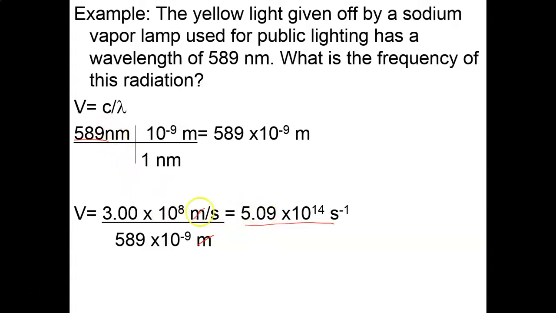So in this situation, when you do the math, when you divide this by this, you get 5.09 times 10 to the 14 s to the negative 1. Remember, this is the same thing as saying hertz. So 5.09 times 10 to the 14 hertz, or s to the negative 1. Really doesn't matter which one you use. That's the frequency. That's a pretty large number. Now we could go on to figure out the energy to get a better idea of how big that is.